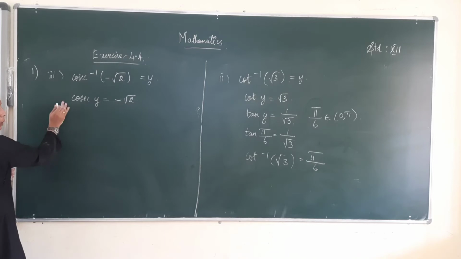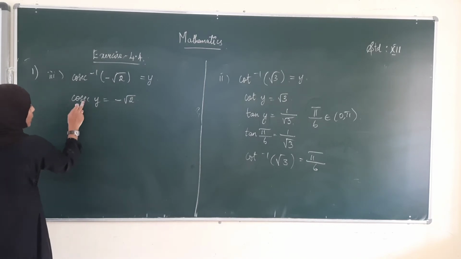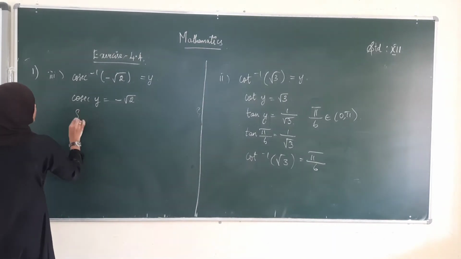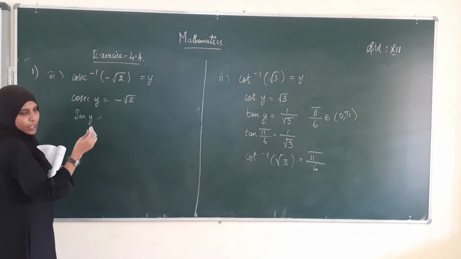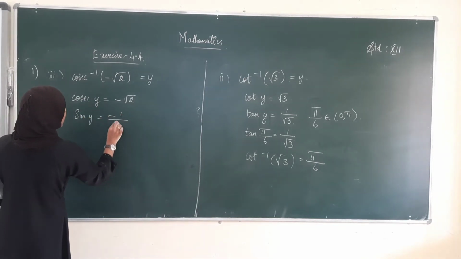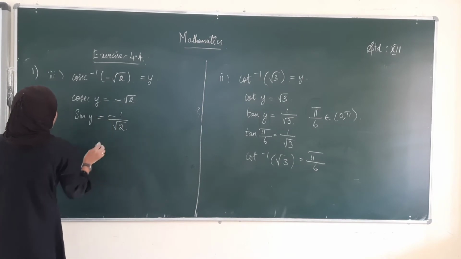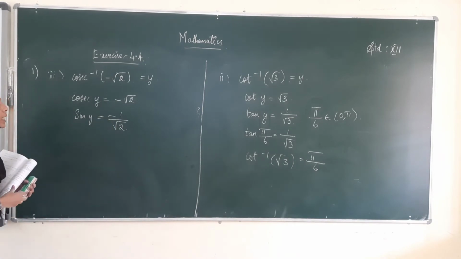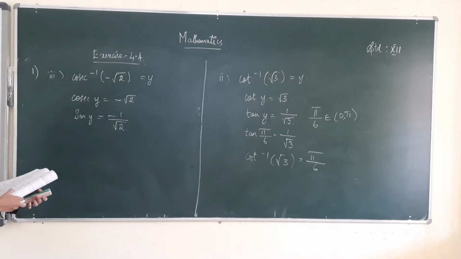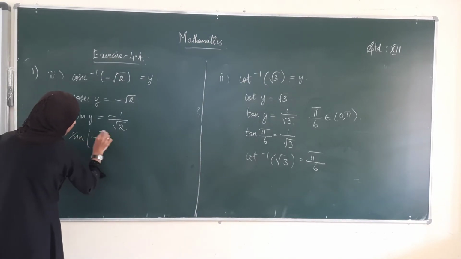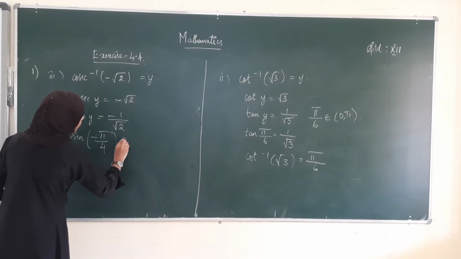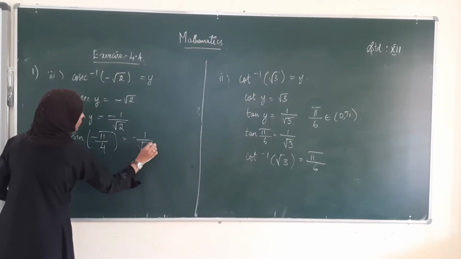Now what we have to do? We have to take the reciprocal. So 1 by cosecant y is equal to sin y. Sin y is equal to 1 divided by minus root 2, that is minus 1 divided by root 2. Then for what values of y do we get sin y equal to minus 1 by root 2? For minus pi by 4 we get minus 1 divided by root 2.